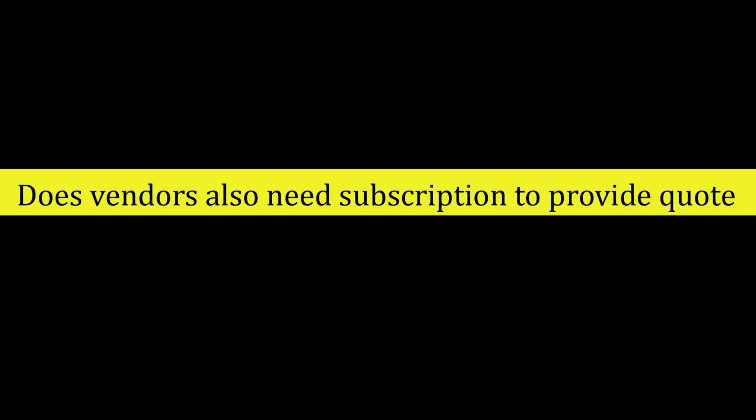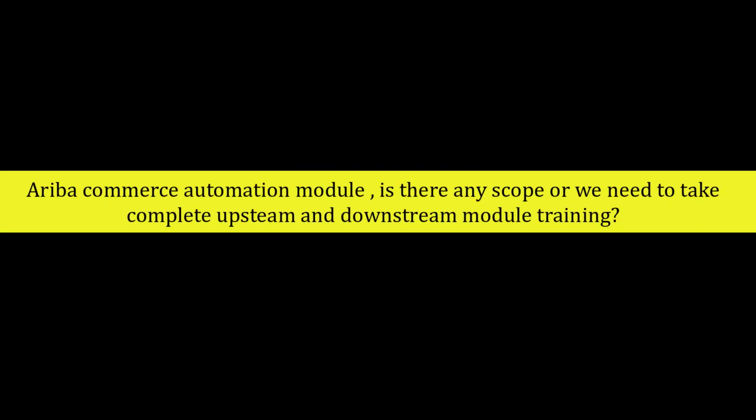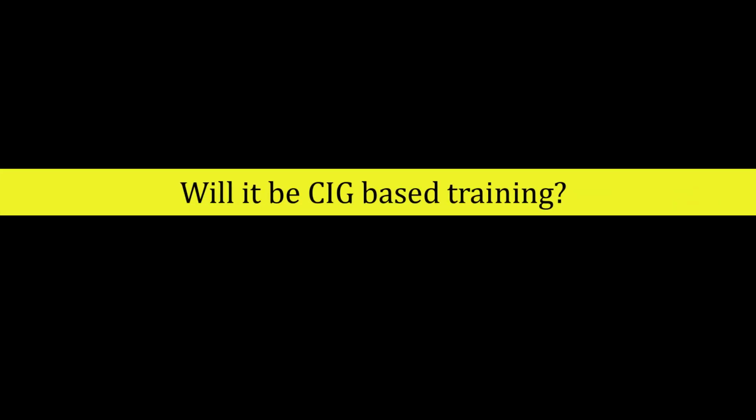Regarding the Ariba commerce automation module, is there any scope, or do we need to take the complete upstream and downstream? Ariba commerce automation is a big topic. It will include your SAP as well as Ariba. Step by step, we have to complete one for Ariba, and then we can do commerce automation, which will be the CAG based training. CAG, as I mentioned, the Ariba provides training for all the applications. CAG is a configuration between your core system and the backend system. So during that time, we will be using CAG.